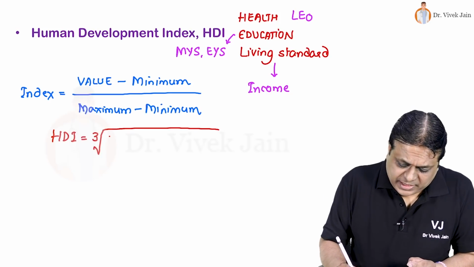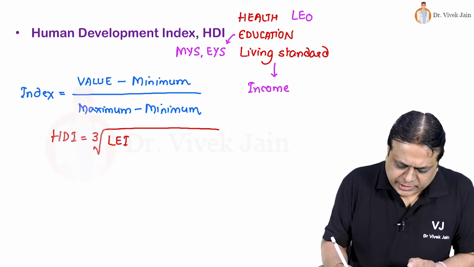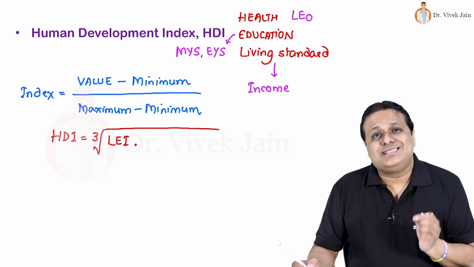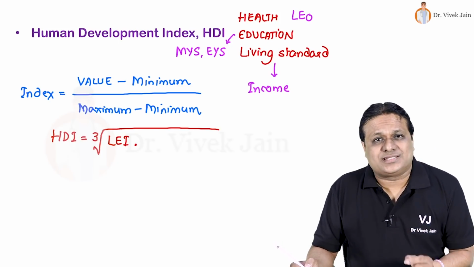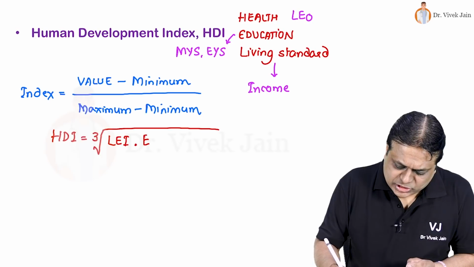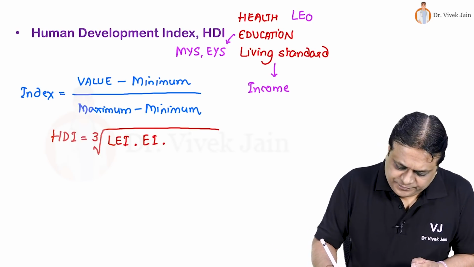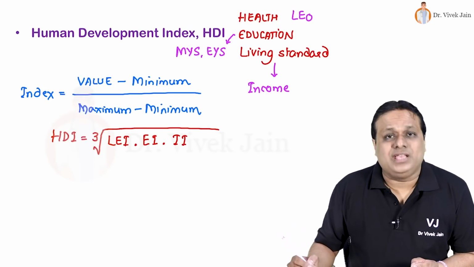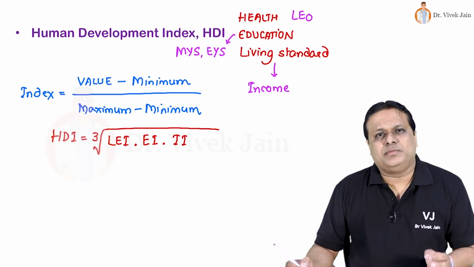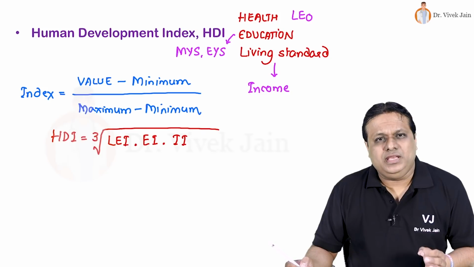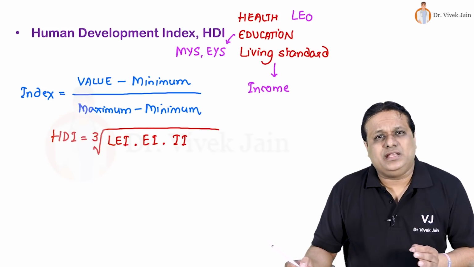These are the life expectancy index, the second index used is the education index, and the third index used is the income index. Please remember, education index is based on mean years of schooling and expected years of schooling.